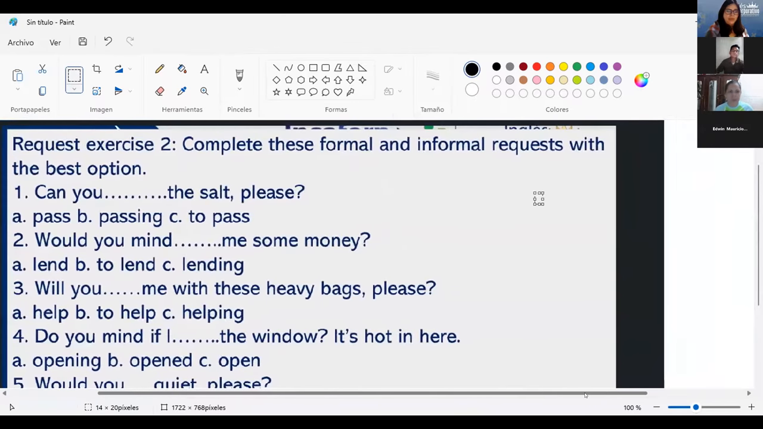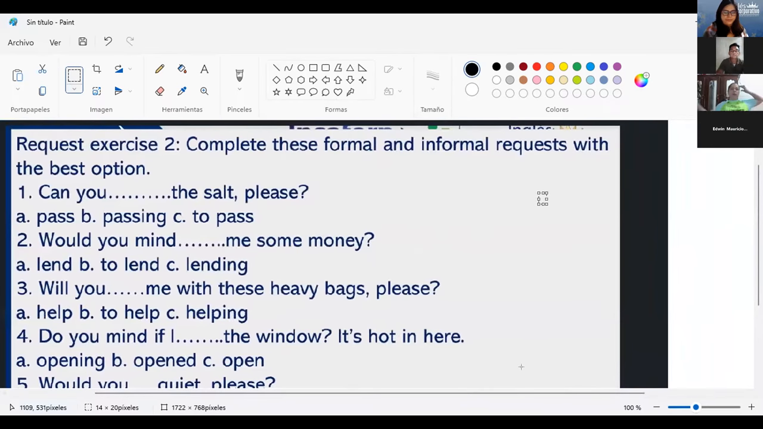Vamos a ver. Dice, could you disable this? Can you? Can you pass in the salt, please? I think.